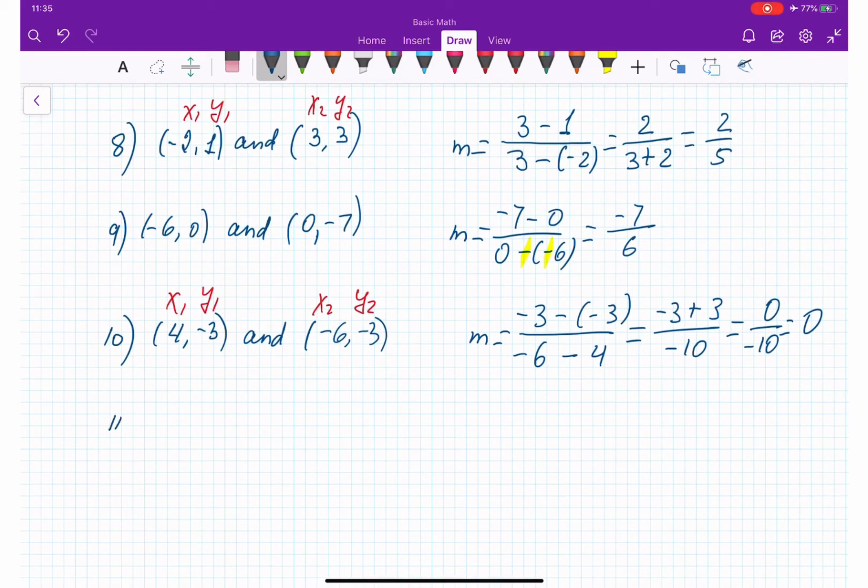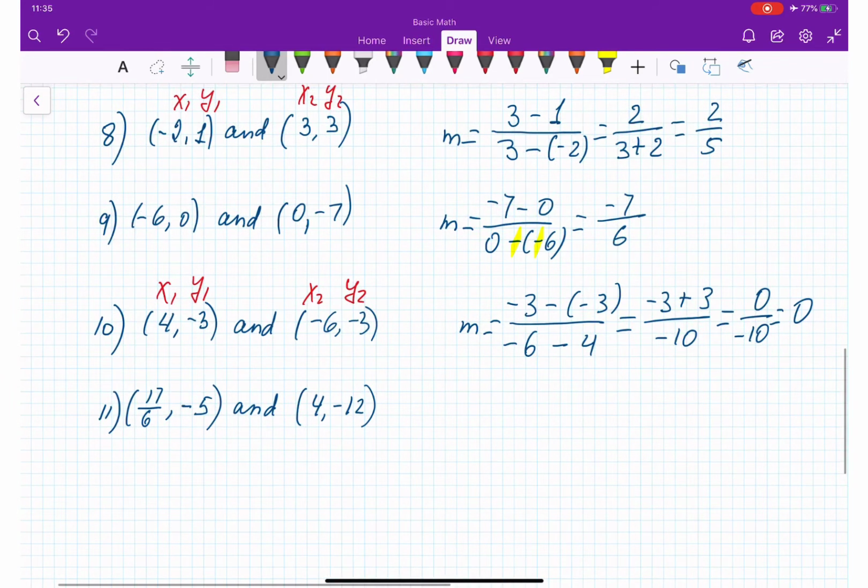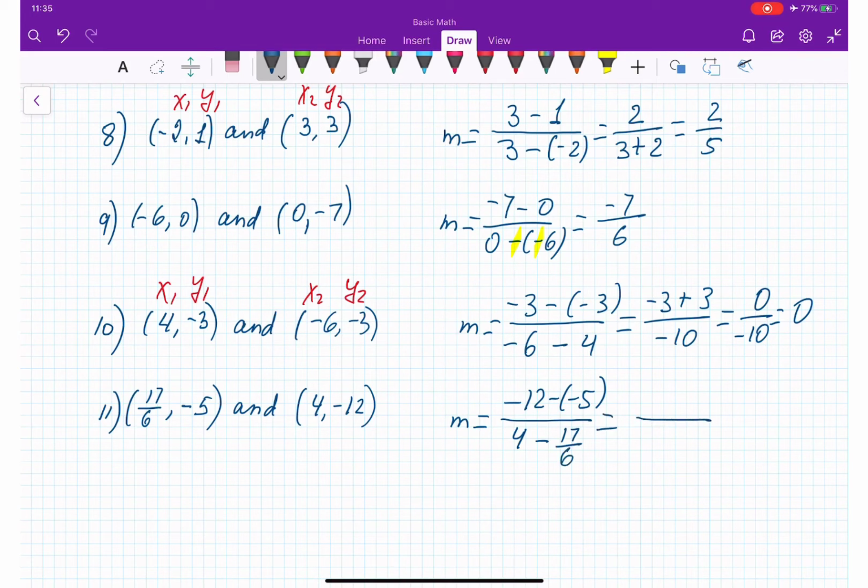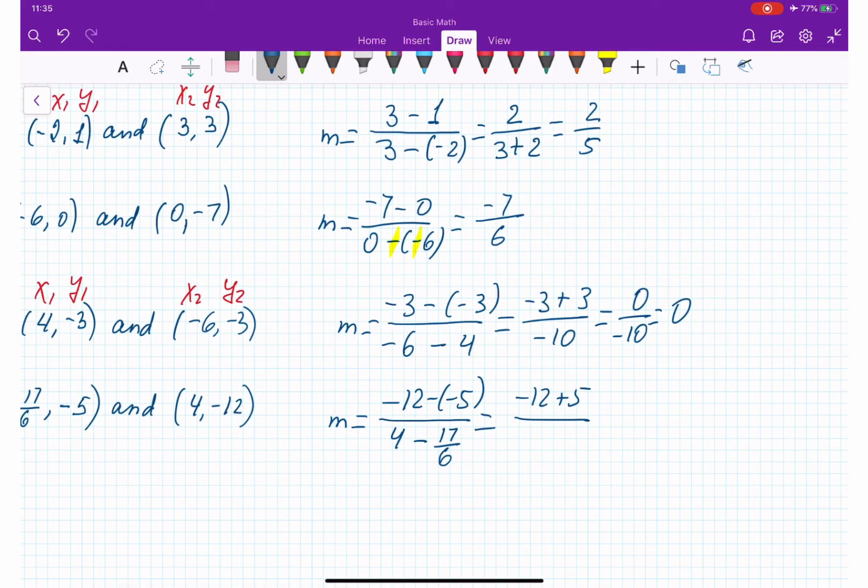Number 11. So 17 over 6, negative 5. We need to find the slope for the line that passes through these 2 points, 4 and negative 12. Okay, m is equal to negative 12 minus negative 5 over 4 minus 17 over 6. Let's see what we get. Negative 12 plus 5, and 17 over 6 is how much?